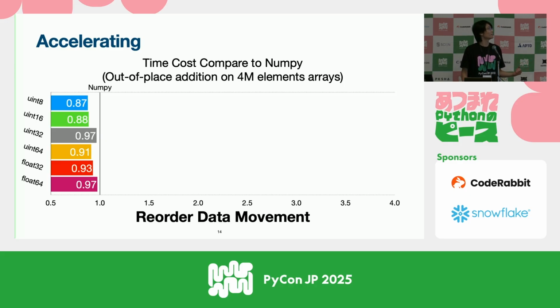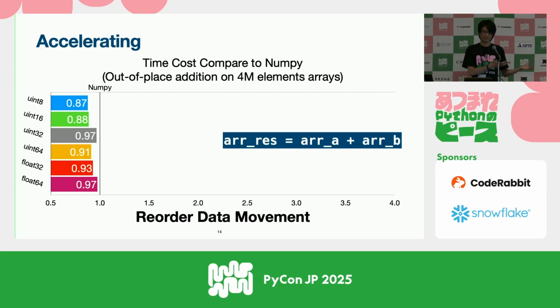And these data here are the benchmark of an out-of-place addition on arrays with 4 million elements. Oh, sorry, 2 arrays. So you can just imagine it as this statement. So there are 2 arrays adding together to become a result array. And of course, we do also subtraction, multiplication, and division. But because of the limitation of space, I can only show you the result of addition. They all share the same trend. OK, let's dive into the detail.